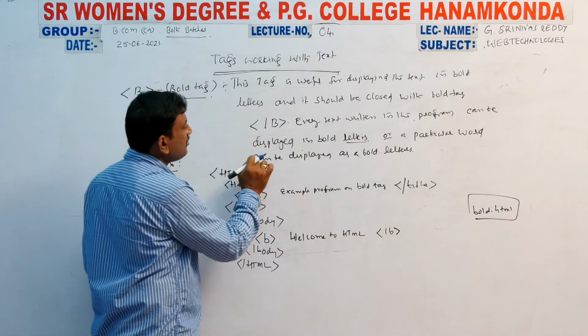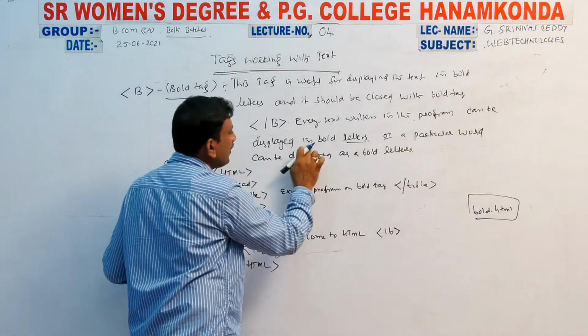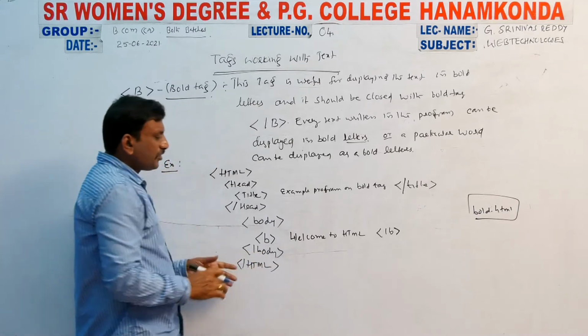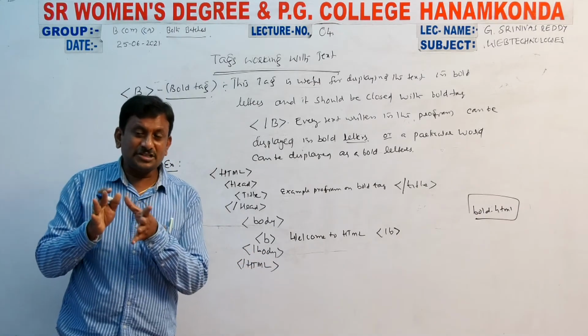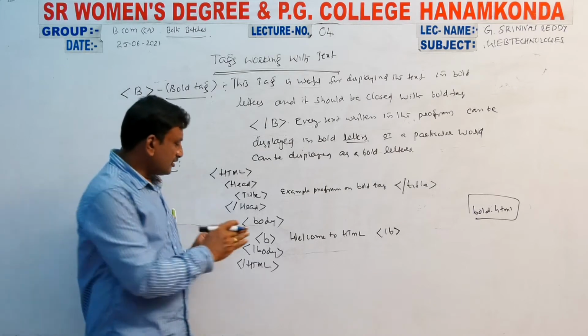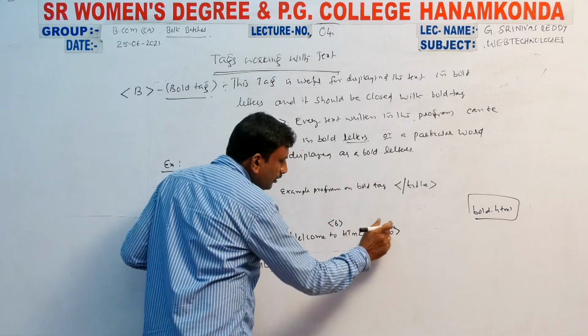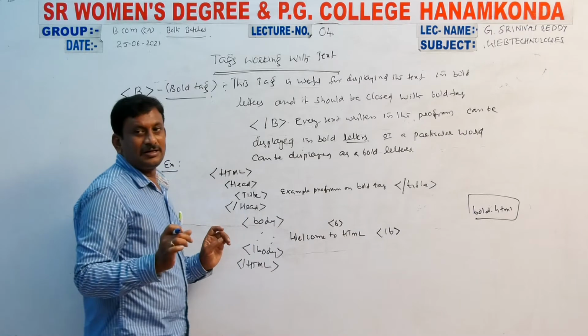Here, every text written in the program is displayed in bold letters. Welcome to HTML. Otherwise, for example, if you want to display only a particular word, HTML, in bold letters, just write B and B close around it. Welcome is normal printing, and HTML is thick printing.